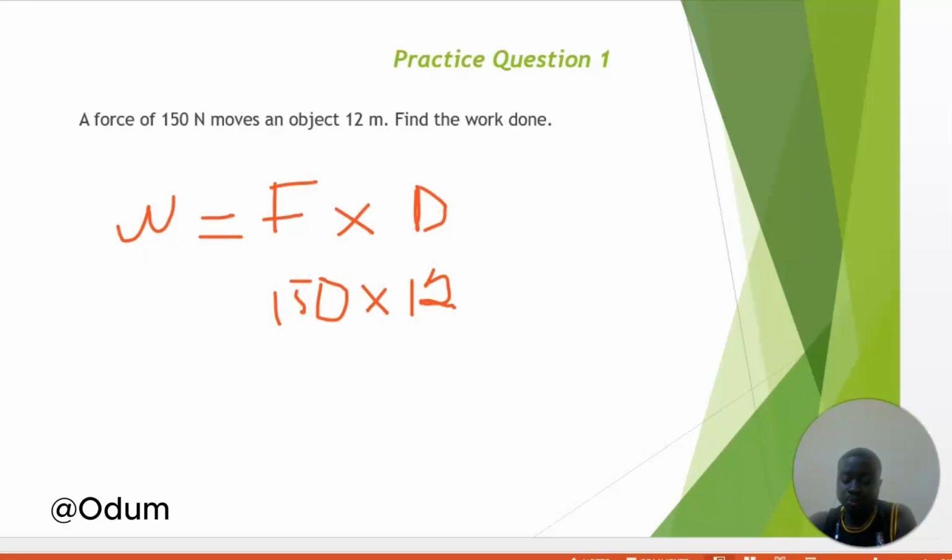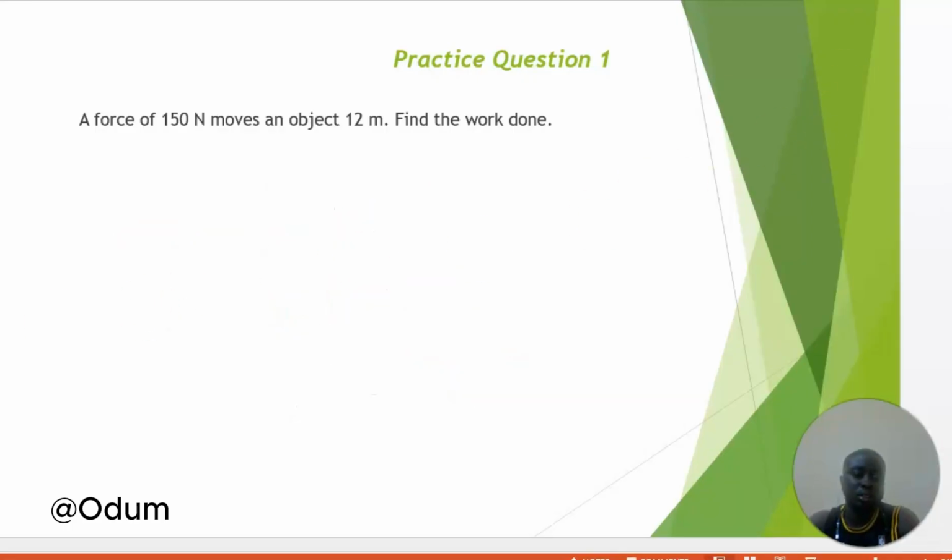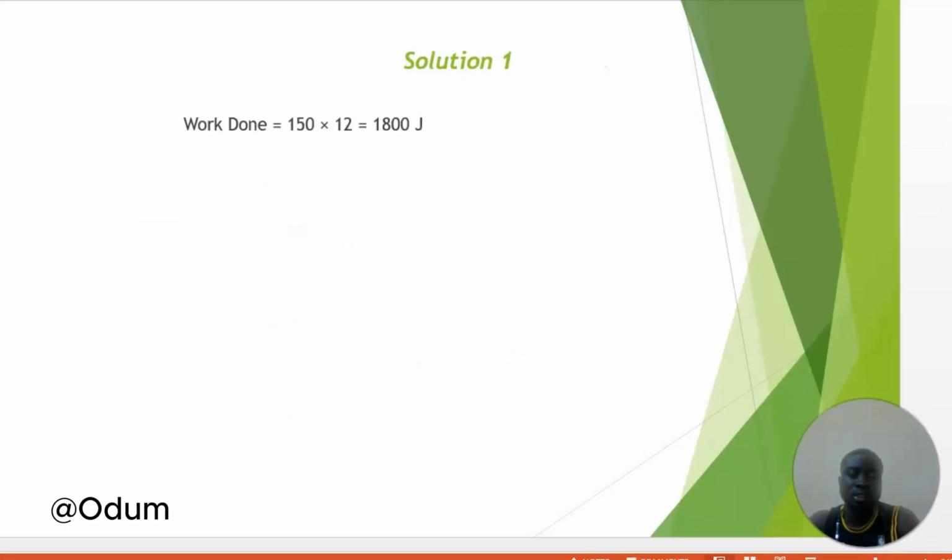So our 150 times our 12 is going to be 1,800. Then we add the appropriate unit for work done, which is joules. And that's exactly what we are expecting. So we have 150 times 12, we have 1,800 joules.